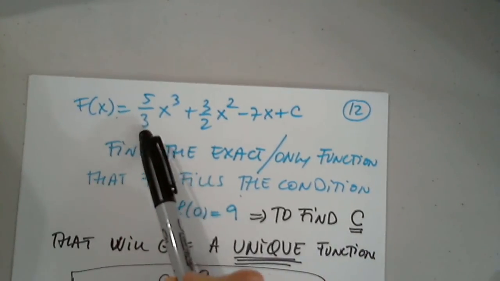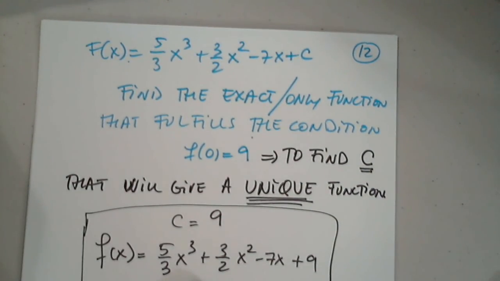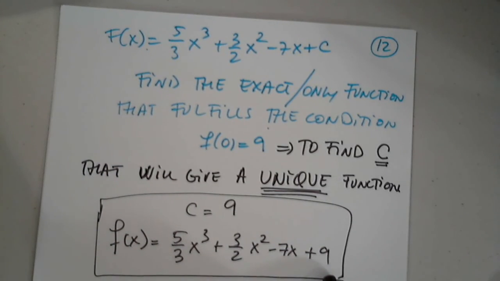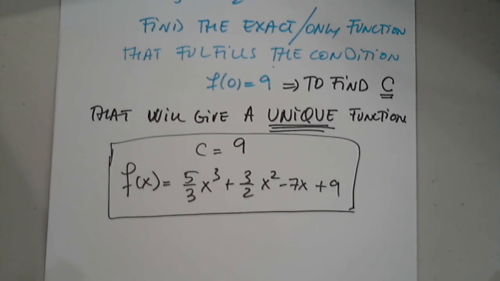So if I'm given the velocity, I can find the distance. If I'm given the acceleration, I can find the velocity. So we were able to undo the process of differentiation and go back.